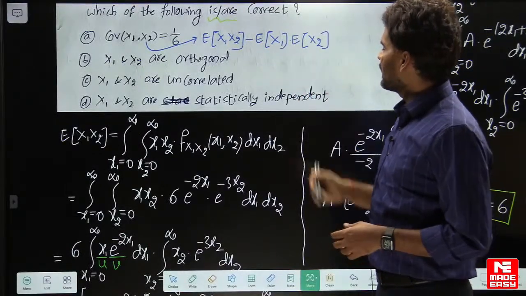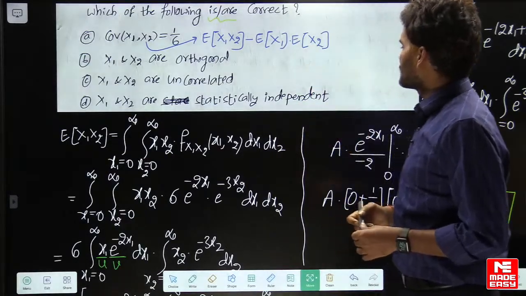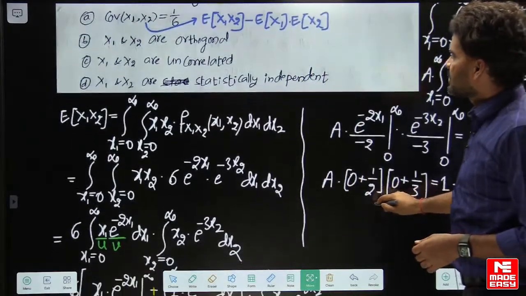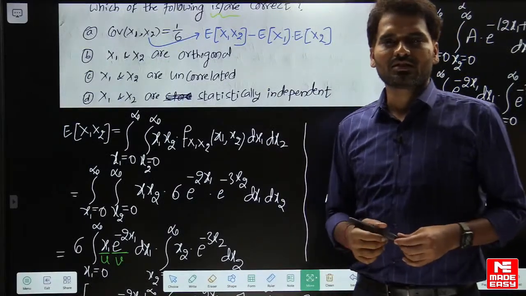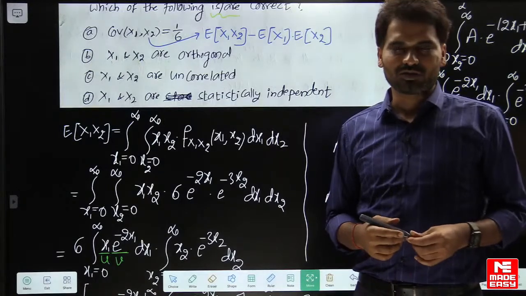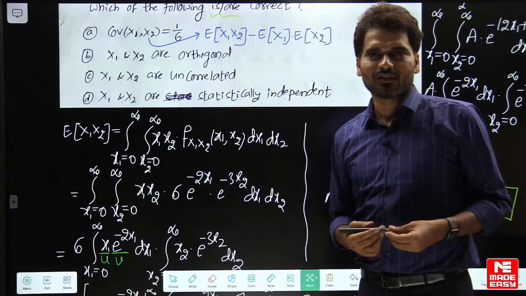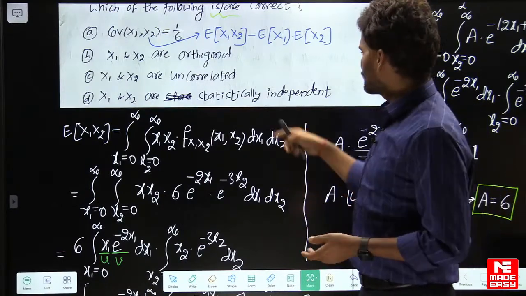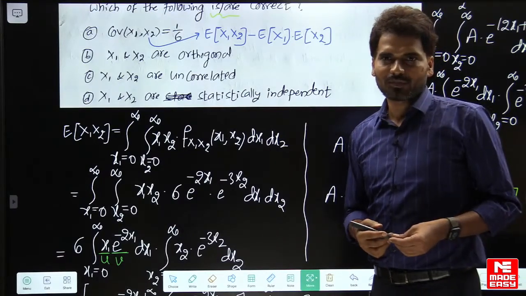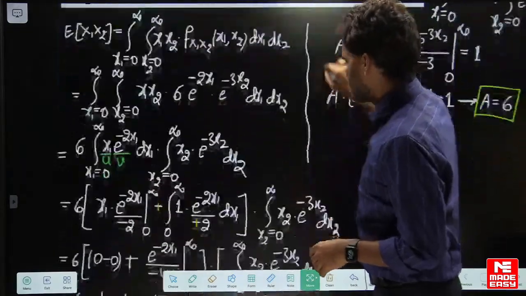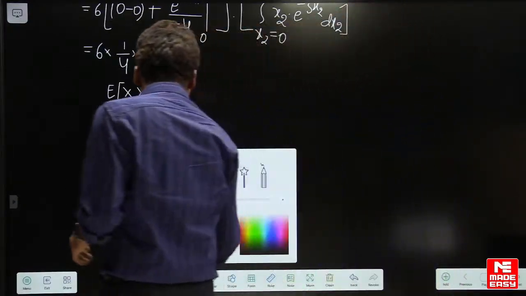And I have to find expectation of x1 into expectation of x2, because covariance is expectation of x1 x2 minus expectation of x1 into expectation of x2. So I have to find expectation of x1 and expectation of x2. I'm going to find the density functions of x1 and x2. These density functions, fx1 and fx2, will be definitely useful to check whether the random variables are independent or not. So it's better I find out the marginal density functions of x1 and x2.